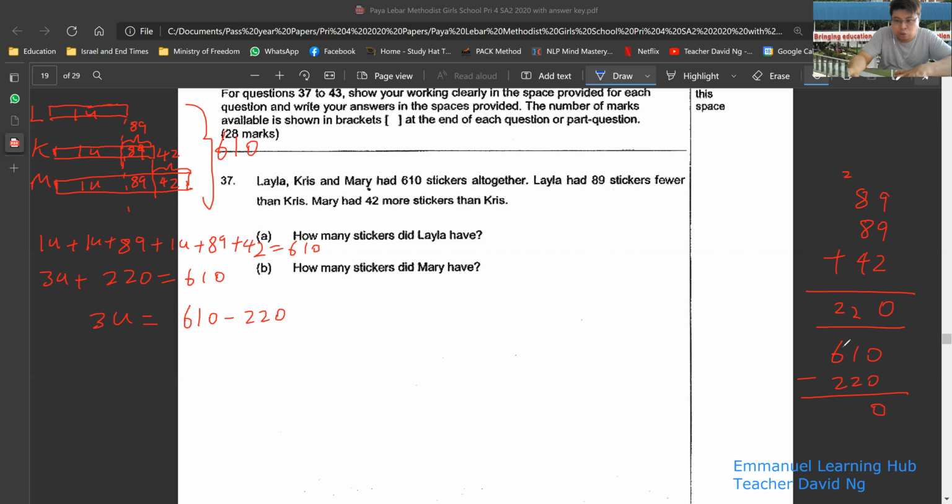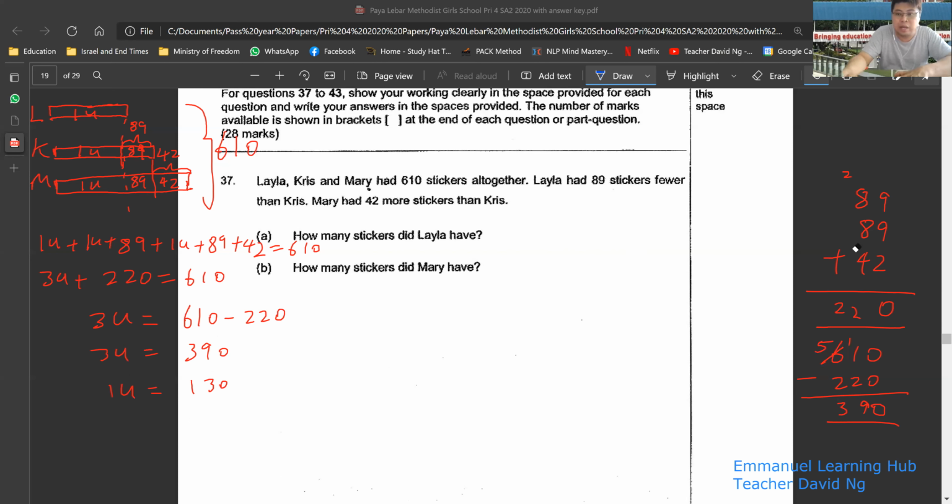So this one will be 11, right? 11 minus 2 equals 9. So it is 390. So 3 units is 390. 1 unit is 390 divided by 3. 390 divided by 3 is 130. Agree?